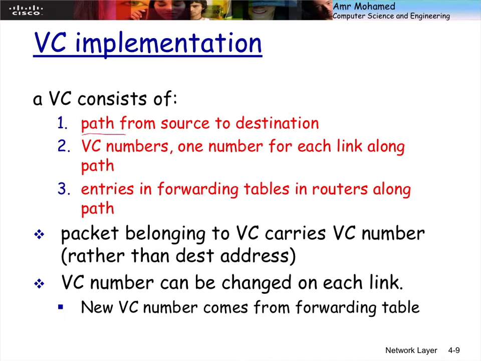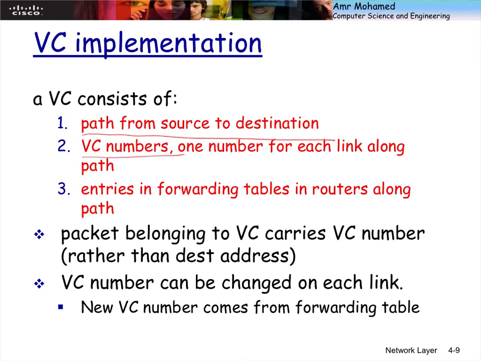So a virtual circuit is composed of a path from a source to a destination. For the virtual circuit implementation, as we said, each path from the source to the destination will get assigned a virtual circuit. And as we said, technically, you can establish these virtual circuits even from the same source to the same destination. You may have multiple virtual circuits.